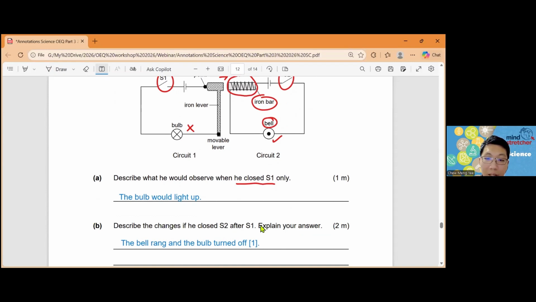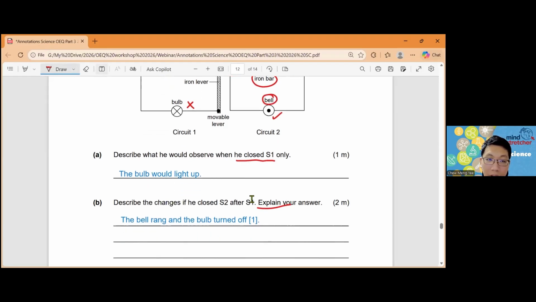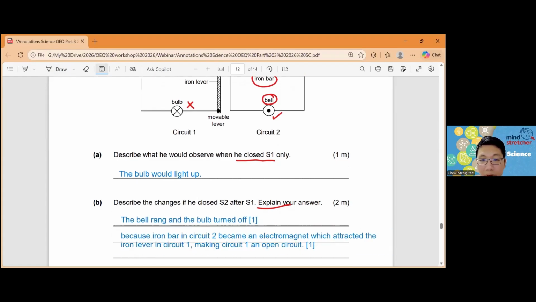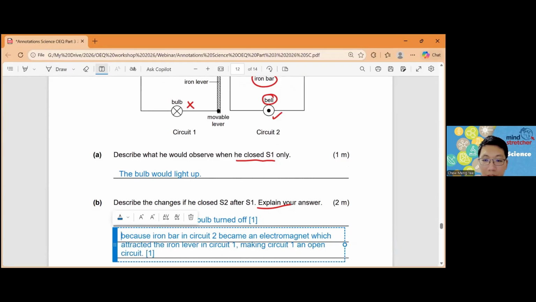But let's explain how this happened, right? So explain your answer. Why did the bulb turn off? Now I must talk about the electromagnet. So that's the second part. Let's explain. I've already explained, right? Iron bar in circuit 2 became an electromagnet which attracted the iron lever in circuit 1. That makes circuit 1 an open circuit.